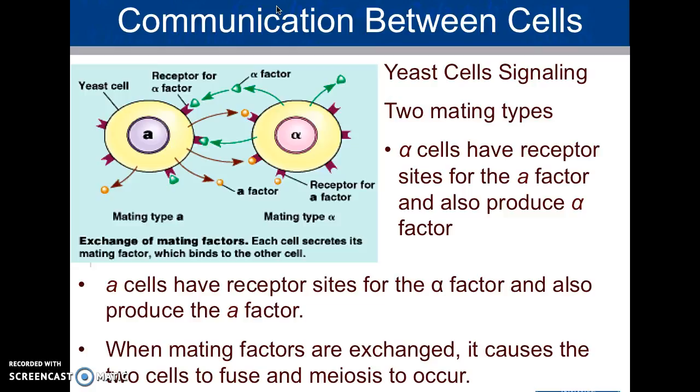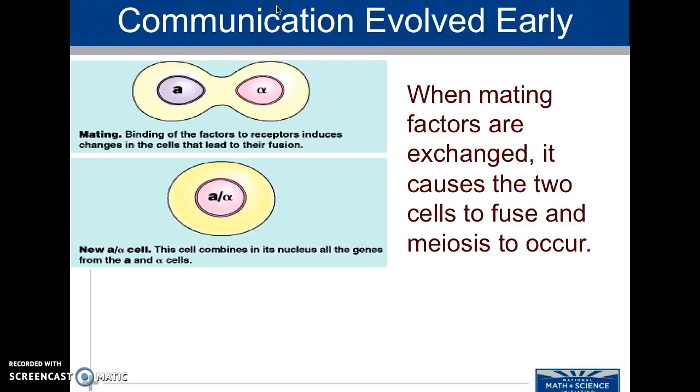Alpha cells have receptor sites for the alpha factor, and they also produce alpha factor. When mating occurs, the factors are exchanged, causing the two cells to fuse and meiosis to occur. So we see that not only do they have receptors for their own factor, they have them for the other, and that allows them to identify self and non-self cells. When mating factors are exchanged, the two cells fuse, meiosis occurs, and we have this combination of DNA, which makes new offspring.